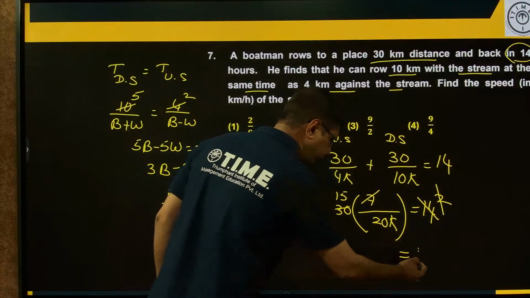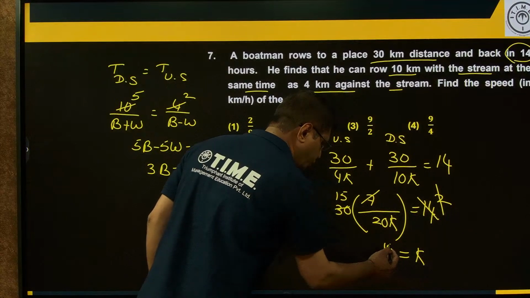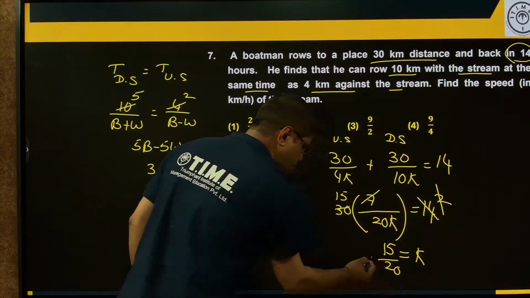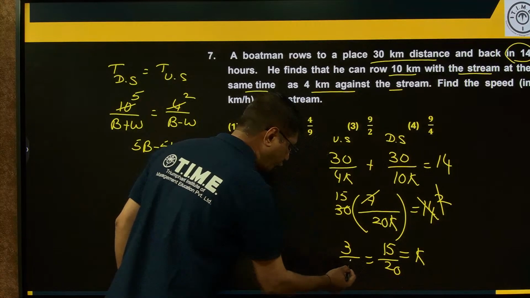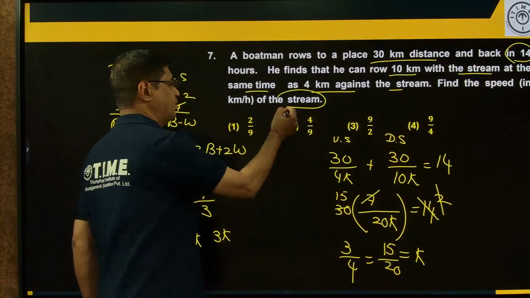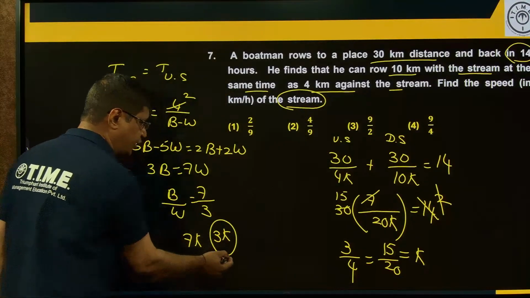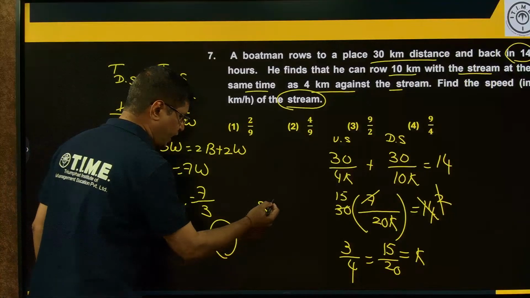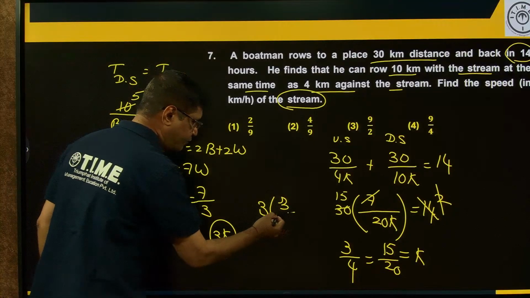What about the value of K? K is equal to 15 by 20, which is equal to 3 by 4. What to find? The speed of the stream. Speed of the stream is 3K to be found. The value of K is equal to 3 by 4.